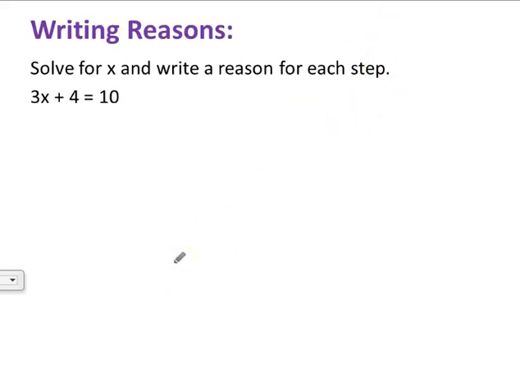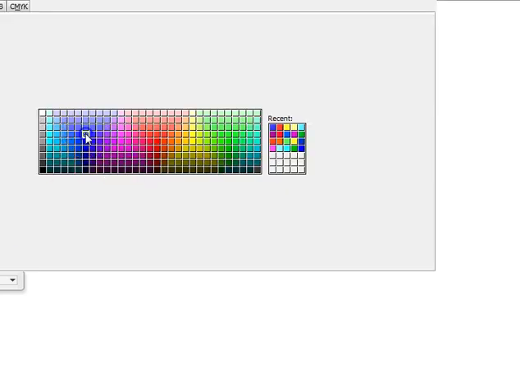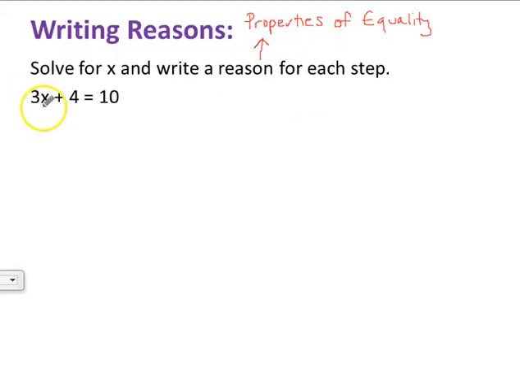So now let's just take what we were doing a step further, and we are going to solve this equation, and we're going to write it out step by step. And then for each step, we're going to supply a reason. And the reason is going to be one of our 4 properties of equality. All right, so are you ready? All right, so we're trying to solve for x.